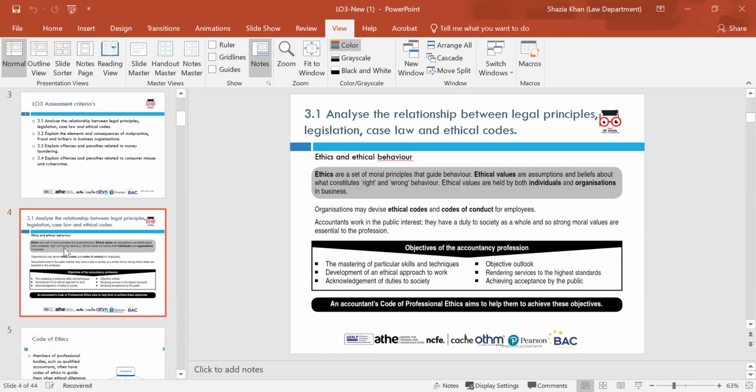So firstly, we look at 3.1, analyse the relationship between legal principles, legislation, case law, and ethical codes. When we look at legal principles, the first element, ethics and ethical behaviour, are the values and beliefs of individuals and organisations, and they follow a code of conduct. It's so important that they follow this code of conduct, to identify why ethics is important in an organisation.